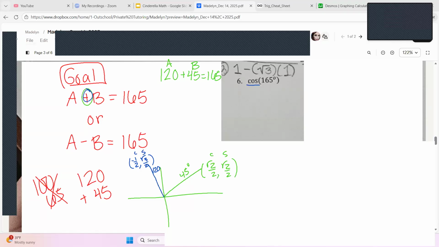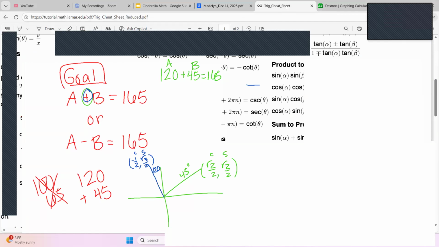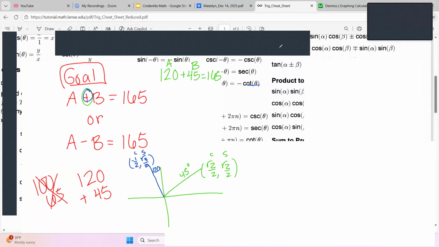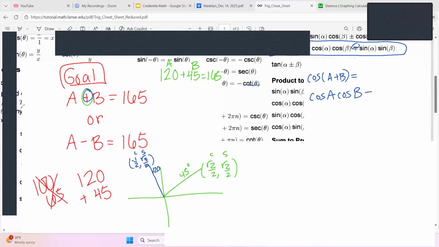So let's come to our formula sheet. Cosine, there it is at the very top right-hand corner, putting it in a blue box. And we need the plus, so we're going to follow the top symbols. So we have cos of A plus B equals cos A cos B minus, because again, that's the top sign. We follow the top signs because we did plus here. Sine A sine B. Okay, that's all we need the formula sheet for.